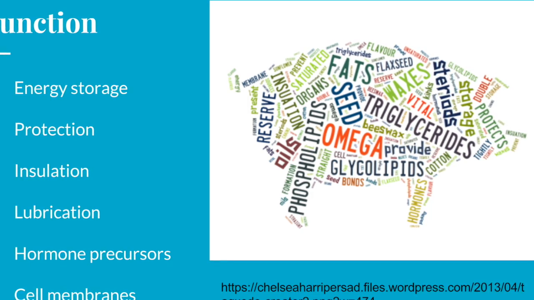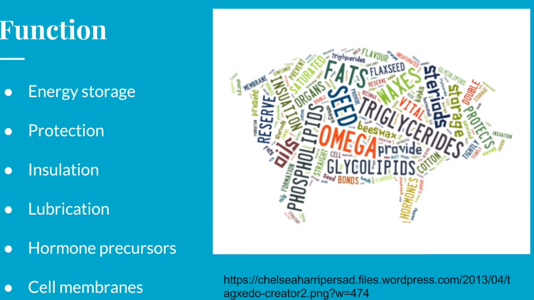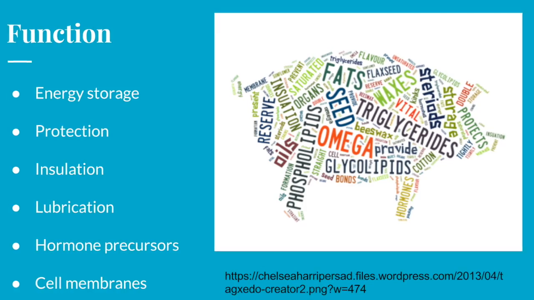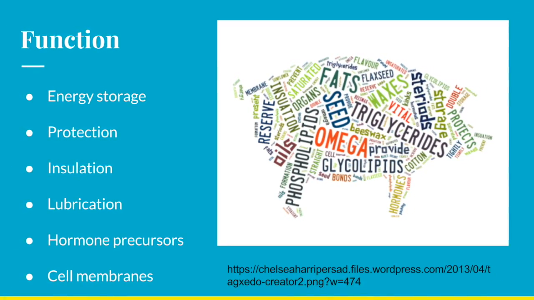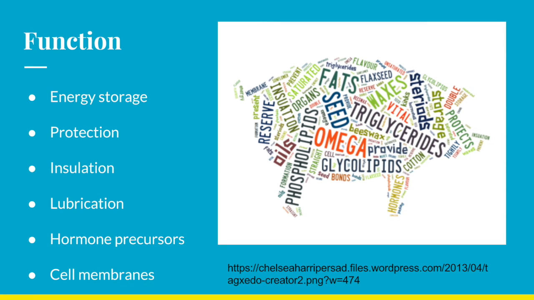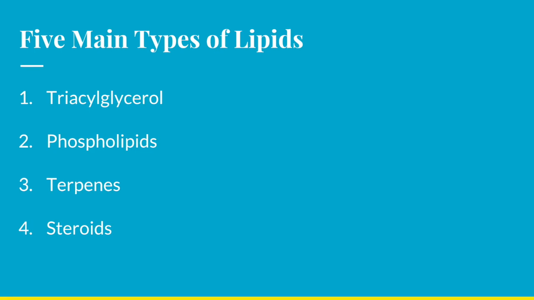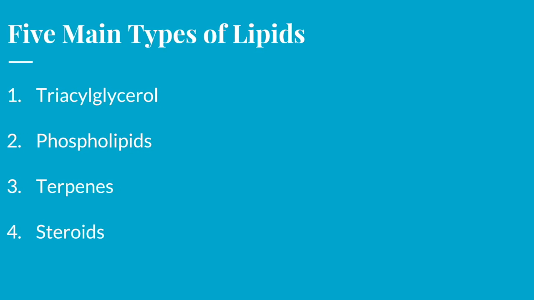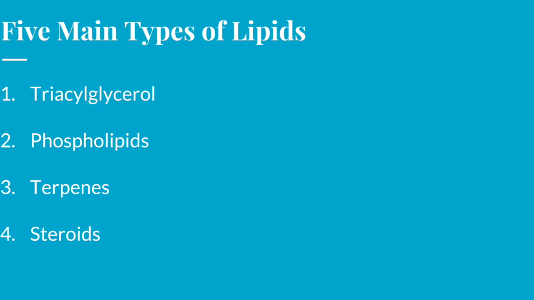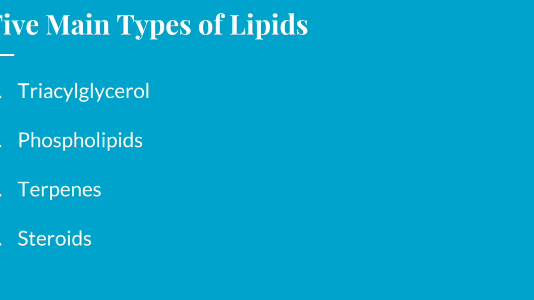Lipids serve many important functions in biology, such as energy storage, protection, insulation, lubrication, hormone precursors, and they're also found in cell membranes. There are four main types of lipids: triacylglycerol, phospholipids, terpene, and steroids. Fatty acids, which are involved in most types of lipids, have many unique characteristics of their own and make up the saturated and unsaturated fats.